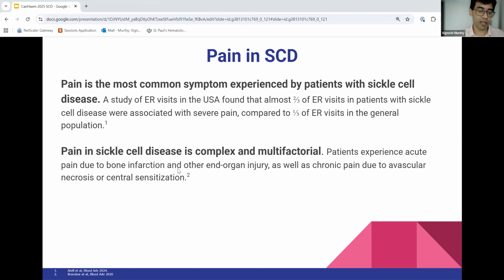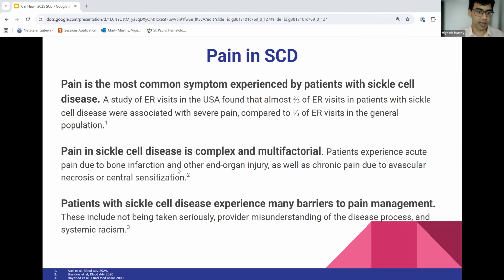Pain, unfortunately, in sickle cell is complex and multifactorial. There's, of course, acute pain related to bone infarction and other end organ injury, and that's the pain crisis. But they can also experience chronic pain due to AVN or central sensitization. And lastly, and perhaps most importantly, people living with sickle cell disease experience a number of barriers to pain management. They're not taken seriously. There's provider misunderstanding of the disease process, systemic racism. A number of factors, unfortunately, come together to make management of pain in this population just not that great.